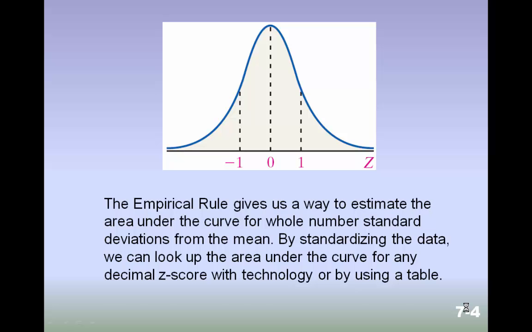The empirical rule gives us a way to estimate the area under the curve for whole number standard deviations from the mean. By standardizing the data, we can look up the area under the curve for any decimal z-score with technology or by using a table.